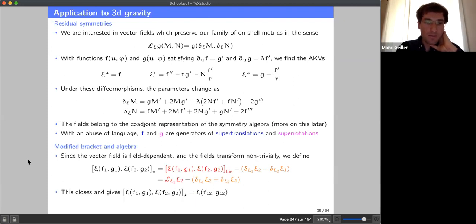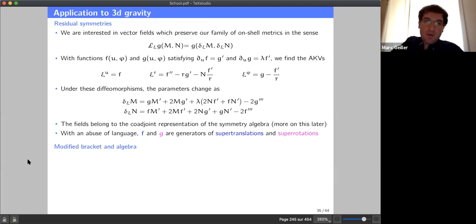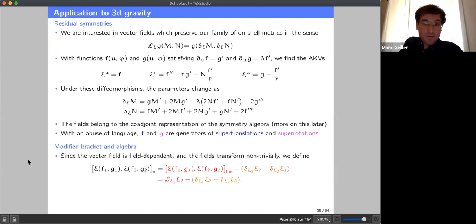Okay, now I want to compute the algebra. One thing you can do is what we did for 3D gravity earlier with Lorentz transformations and translations. We computed the algebra of the parameters themselves. Well, here we have vector fields, so we can compute the algebra of vector fields under the Lie bracket using the Lie derivative of vector fields. But now we have to be a bit careful because the vector fields depend on the fields. So if we just compute the red piece here, which is just one vector field acting on the other by Lie derivative, you would not find that these vector fields form an algebra. You would not find that this closes.